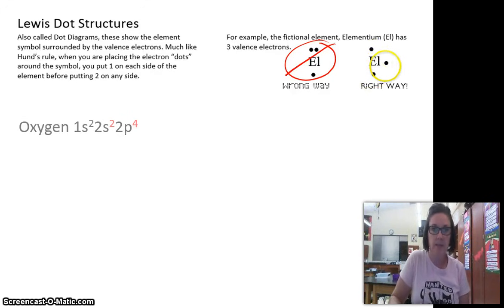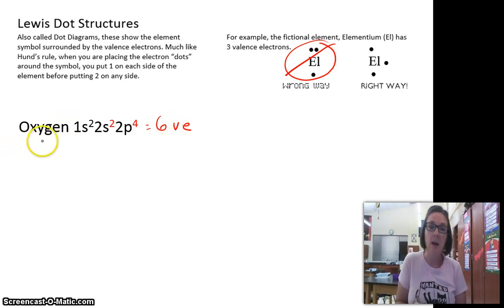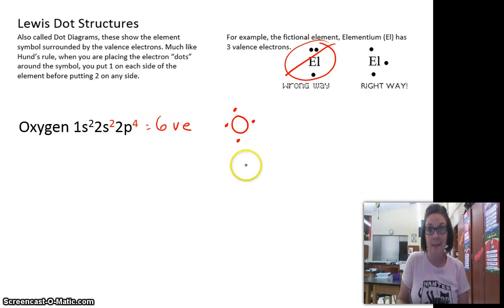So let's look at some examples. Here was oxygen. We had oxygen from the previous slides, and we said that it has 2 plus 4, it has 6 valence electrons. So if I was going to do a dot diagram for oxygen, I would put the symbol for oxygen, which is an O, and I need 6 dots. So I would put 1 here, 1 here, 1 here, and 1 here, 1 on each side, and then go, well, I need 2 more. So I can pick any side I want.